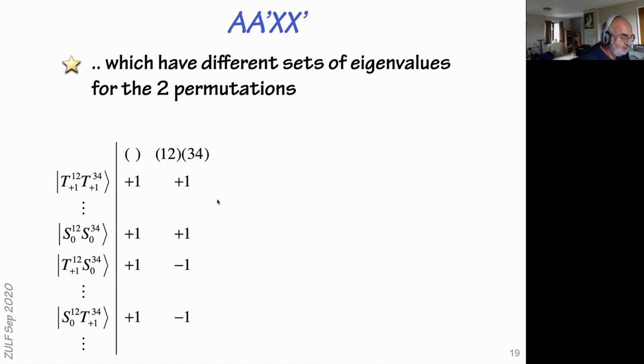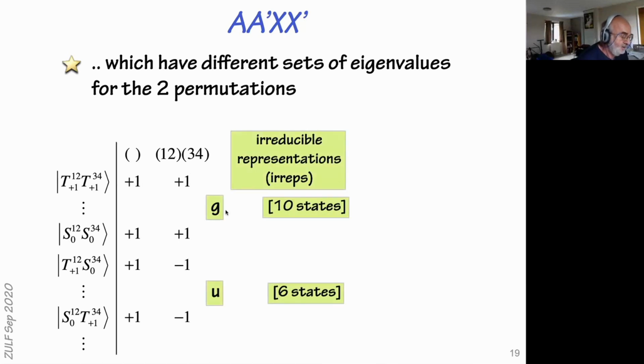And the two groups have different eigenvalues for the two permutation elements of the permutation group. So we have 10 states which have eigenvalues +1 and +1. They're called G states. And we have 6 states which have eigenvalues +1 and -1, which are called the U states.